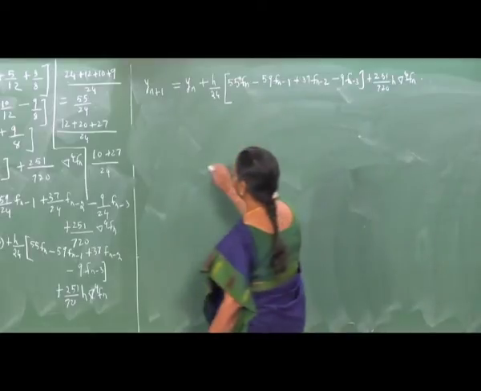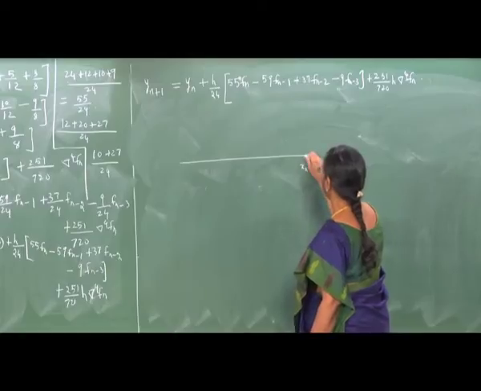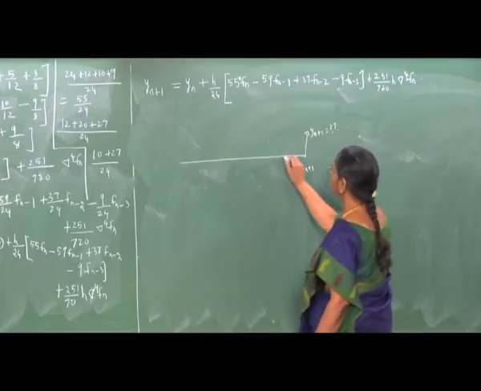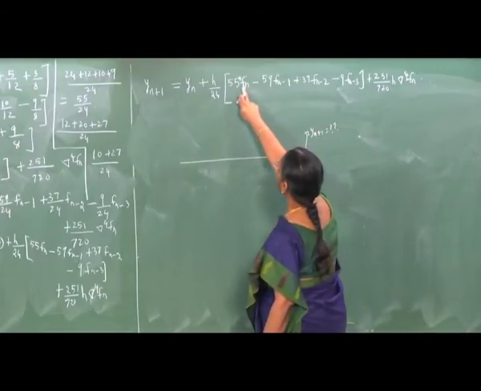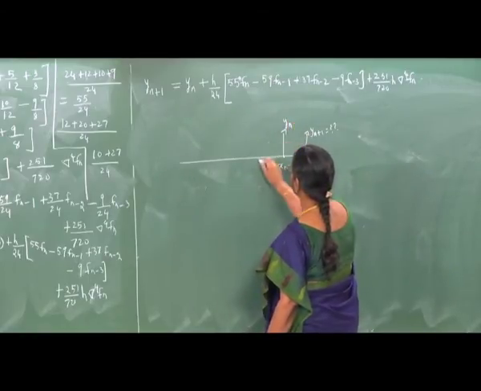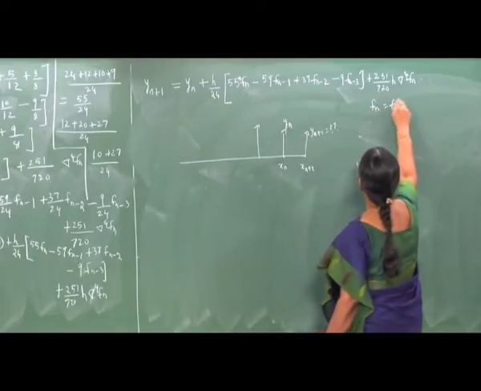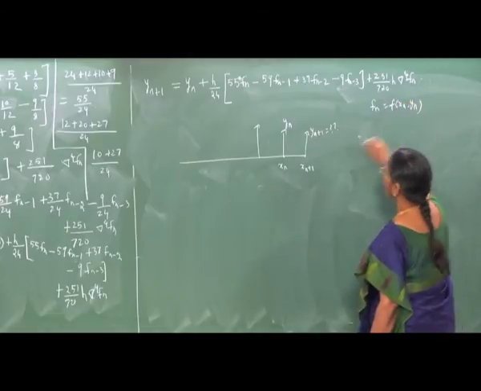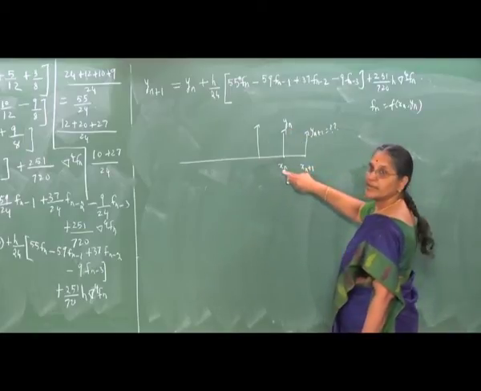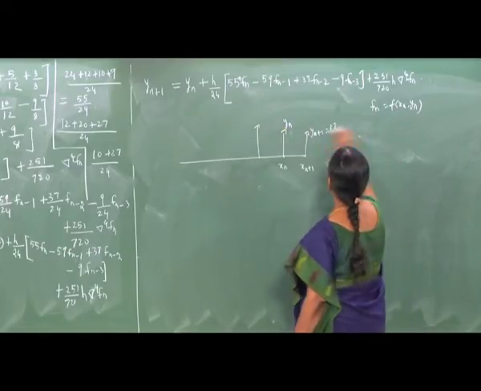So, what does this method indicate? Suppose you require the solution at this point xn plus 1, namely yn plus 1 is what you have to find. Then you require the knowledge of the value at xn, which is yn, and Fn is f of xn, yn. So, when you know what is yn at xn, then you can compute what is f of xn, yn. So, this term is known.